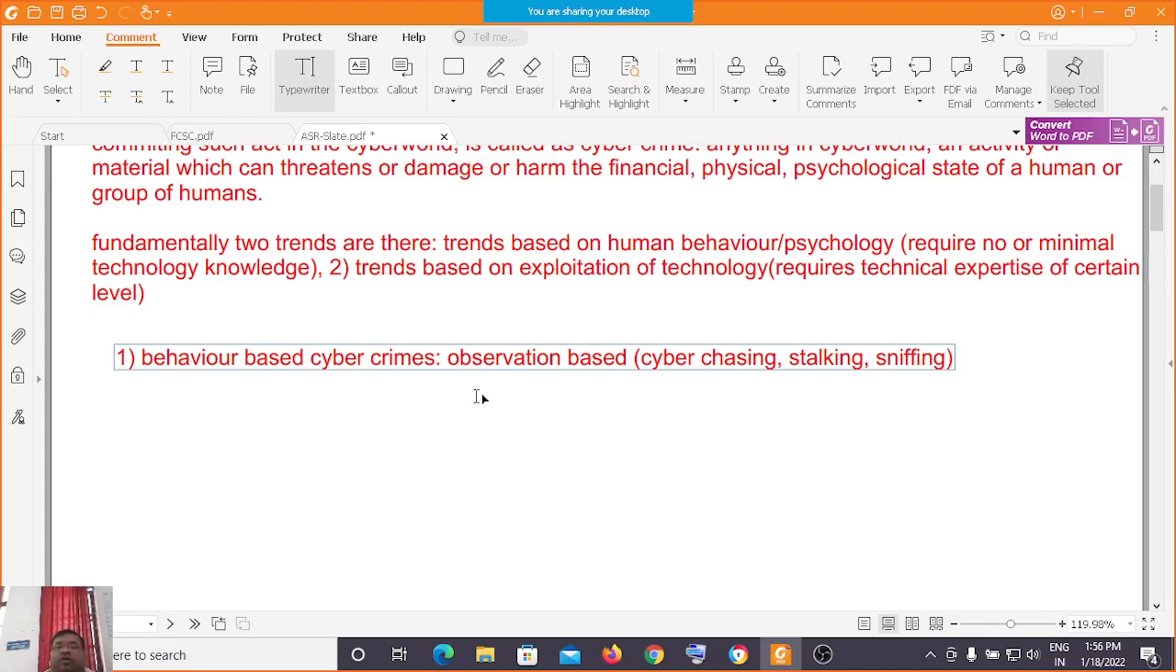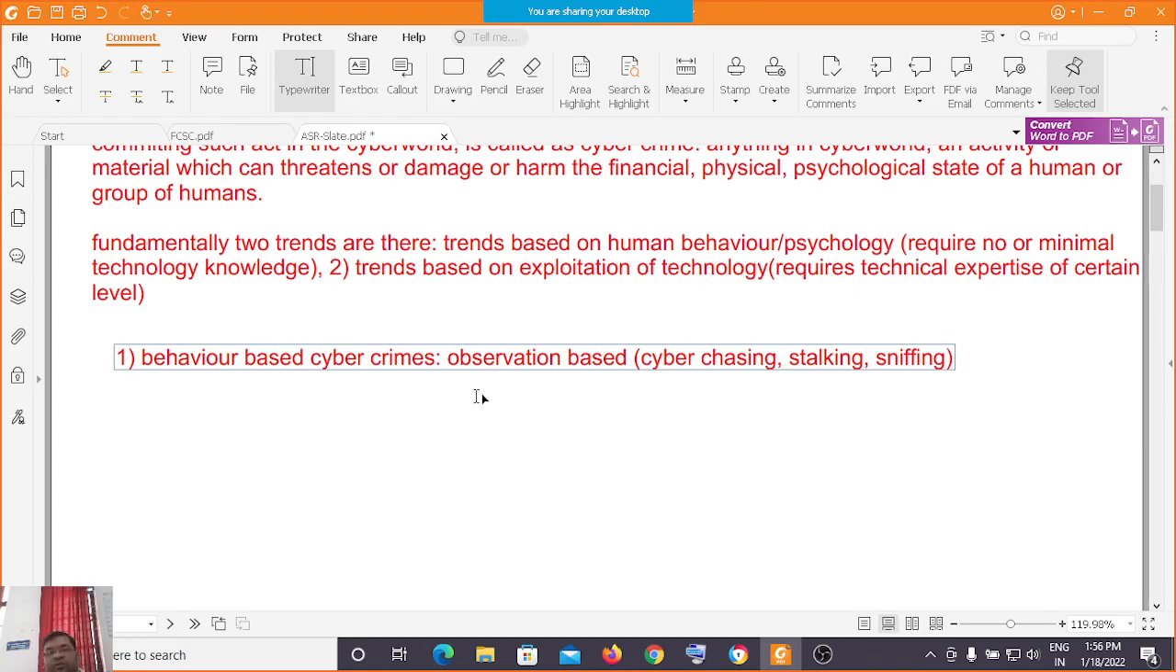Suppose you are an engineer earning a good amount of money, and you are putting your home photos with your car, with your bike, and so on, on Facebook. And one day you post that you are on vacation, going somewhere out for a week. The person you accepted as a friend is just observing. That is called sniffing.